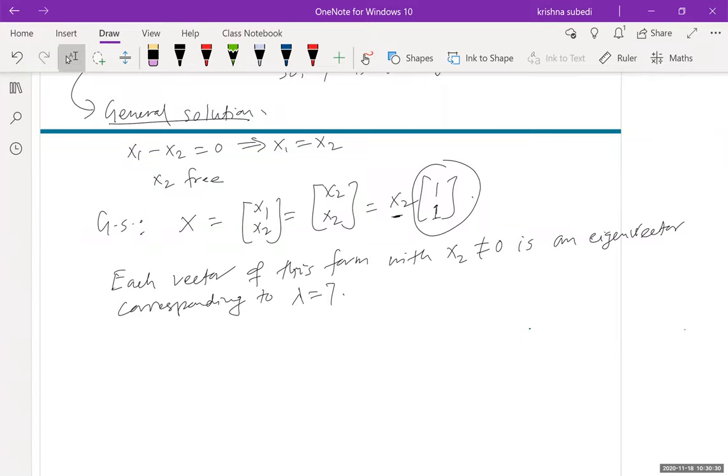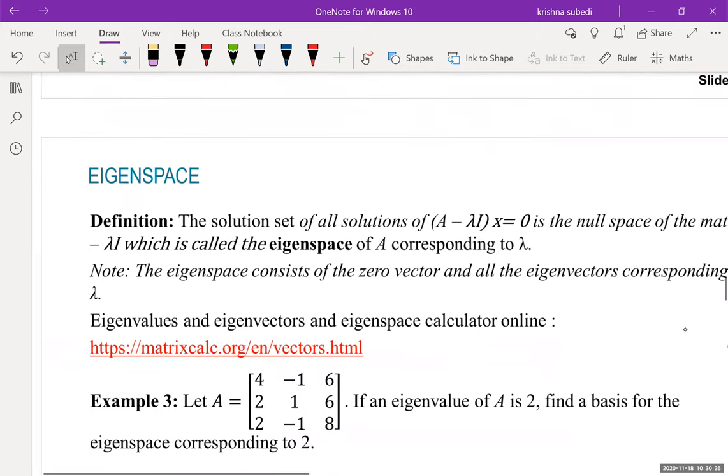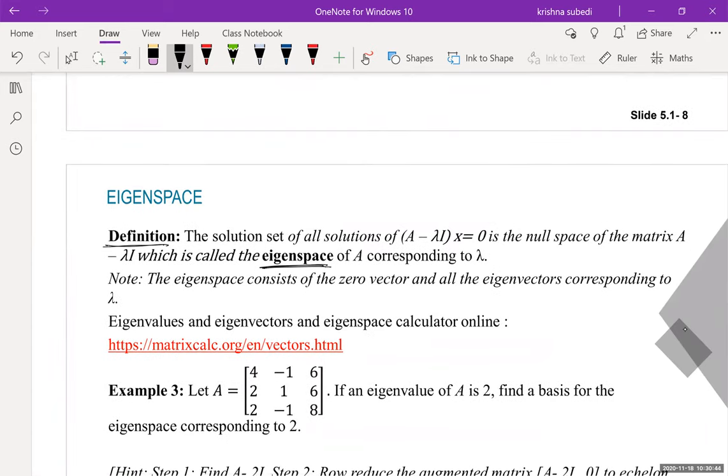All right, so let's look at another definition. Eigenspace. What is eigenspace? Okay, so here is the definition. The solution set of A minus lambda I x equal to 0, where A is a given matrix and lambda is an eigenvalue, is the null space of the matrix A minus lambda I, which is called the eigenspace of A corresponding to lambda. So the eigenspace consists of the zero vector and all the eigenvectors corresponding to lambda.